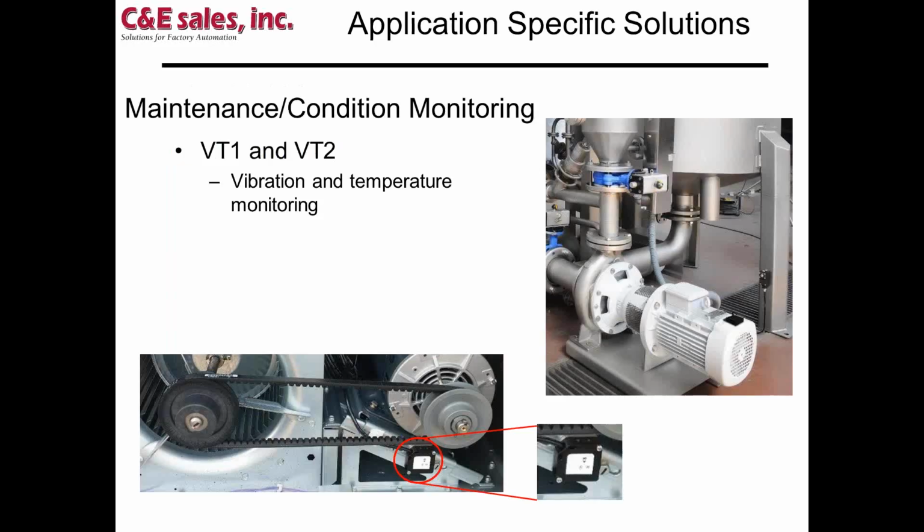Next, we'll look at maintenance and conditioning. These vibration and temperature sensors. You can see there at the bottom of the page, there's one mounted underneath this motor. This is mainly for motor vibration. In this application, it can monitor vibration between the motor, bearings in the motor, the pulleys, the belt, and then the fan, like in an air handling unit.